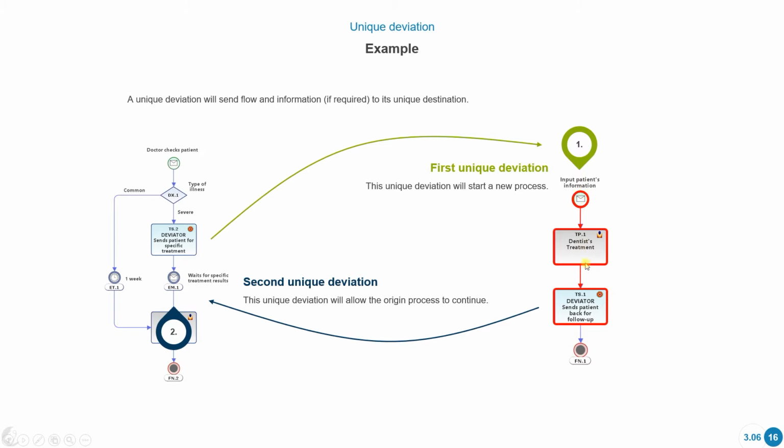And the same thing happens when I deviate back. So here I have a deviator that deviates the flow back to this intermediate event. It's also a one-to-one relation. It's a unique deviation, and this deviator system task is going to trigger the intermediate event. So here there's not going to be any human interaction either. So the flow is going to go immediately to this personal task that we have down here.